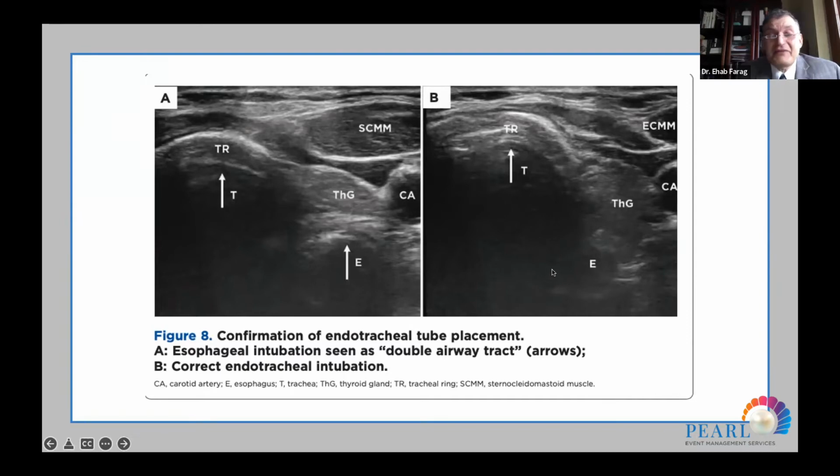Also, if you would like to use it when you put in the nasogastric tube and you would like to confirm it is in the esophagus, after confirmation that you have a successful intubation, you can find the double track sign. This is useful for confirmation of the site of the nasogastric tube, that it is in the esophagus. So it can be bad in the failed intubation and can be very good for the patient with nasogastric placement.